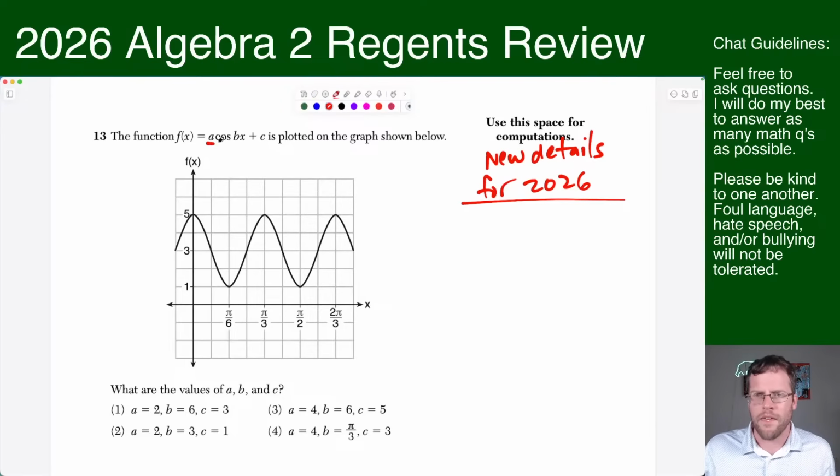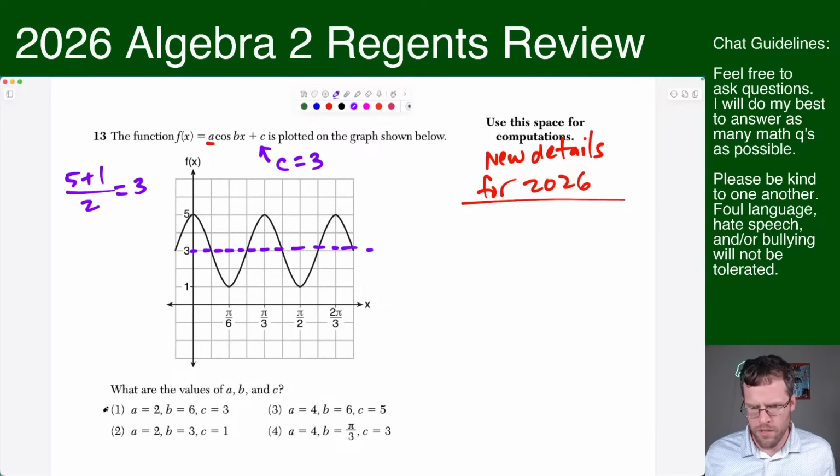So A here is the distance between the midline and the maximum or minimum. So here, what I'm looking at is the midline is happening here. And the midline corresponds to this value here. So I'm going to say C is equal to 3 because there's our midline, cutting right in the middle of the high and the low point. If you're wondering where I got that, well, the high point is 5 and the low point is 1. And when I take the average of those two, I get 3. So there's my midline. So that means C is equal to 3, which means these answer choices are out.